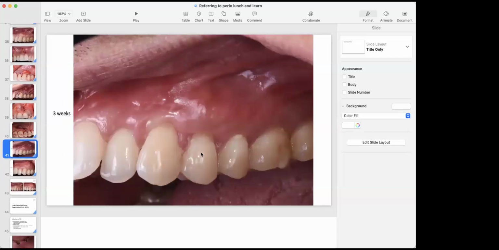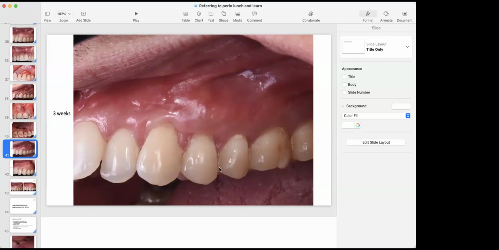So this is the 3-week post-op. The patient hasn't really been brushing here. So what I'll tell patients is at the 2-week mark, that's when you guys, the GPs, are going to take out the sutures for me. And at that appointment is when I remind them that they need to start brushing and flossing.